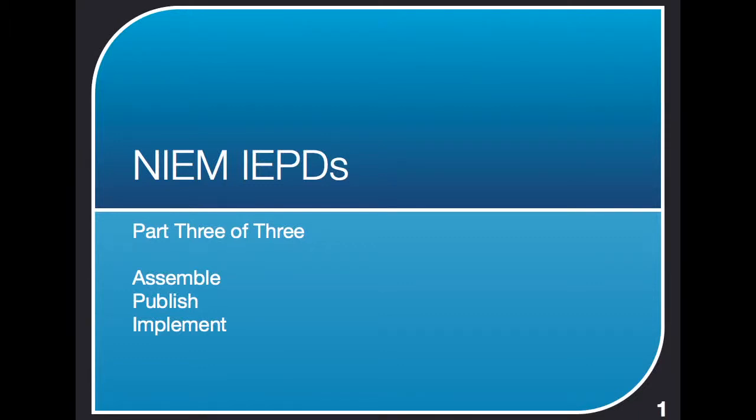And so now we come to part 3 of 3 of NIEM IEPDs. In this last section, we're going to talk about assembling IEPDs, publishing them, and then we're going to talk a little bit about implementation. If you've been going, oh, I can't wait to hear about implementation, don't get excited because I'm not going to tell you how to implement. I'm basically going to punt down the road. Just wanted to warn you up front that you're not going to get a bunch of implementation details, but we'll talk about that when we get there.